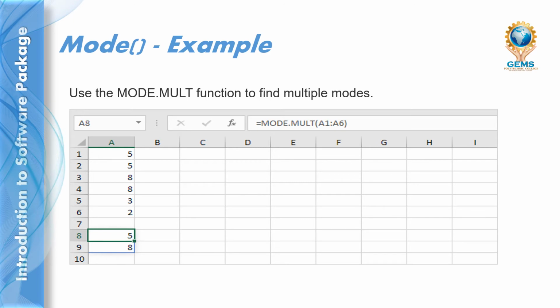And the same way we can see the MODE.MULT function to find out multiple modes. The syntax of this one you can see: equal to MODE.MULT of A1 to A6 range. So this is the A1 to A6 range. It finds the multiple modes. So how many modes are there? There is a 5 and there is, sorry, 6 and 8. So it finds 5 and 8 with the MODE.MULT function. We can find out the multiple modes with the help of the MODE.MULT function.